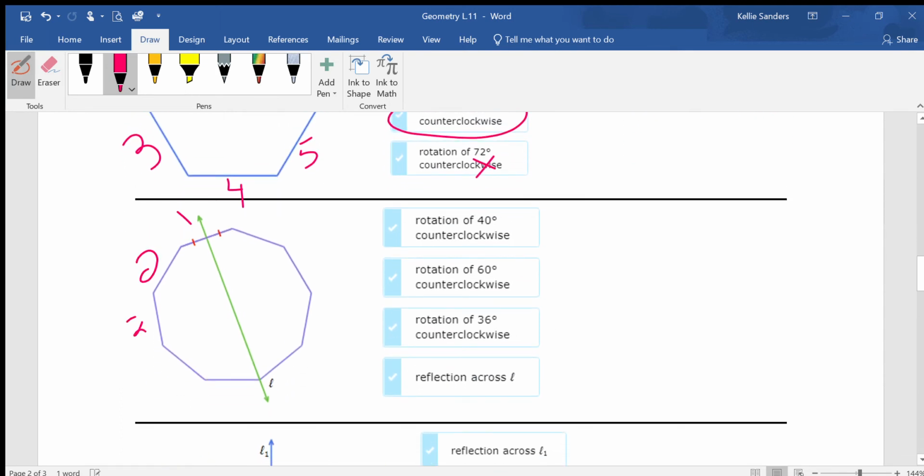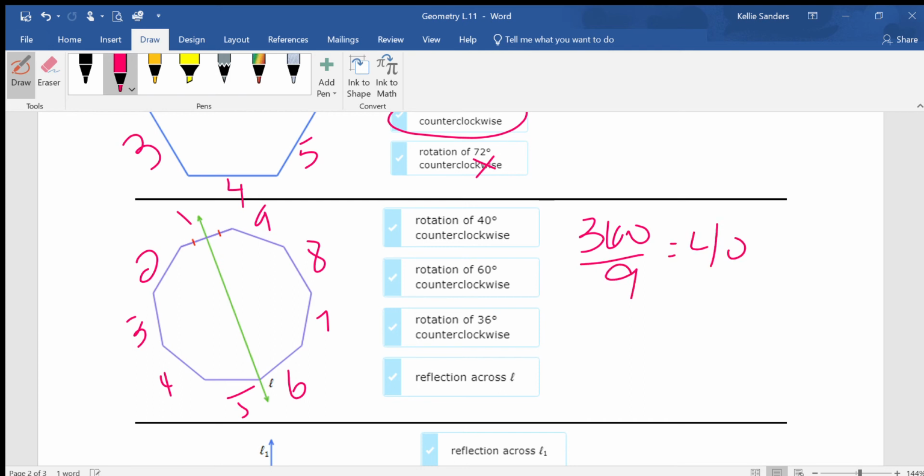1, 2, 3, 4, 5, 6, 7, 8, 9. 360 divided by 9 is 40. 40, not 36, and not 60 because if I have two 40s, I'd have 80, and I'd never get to 60.